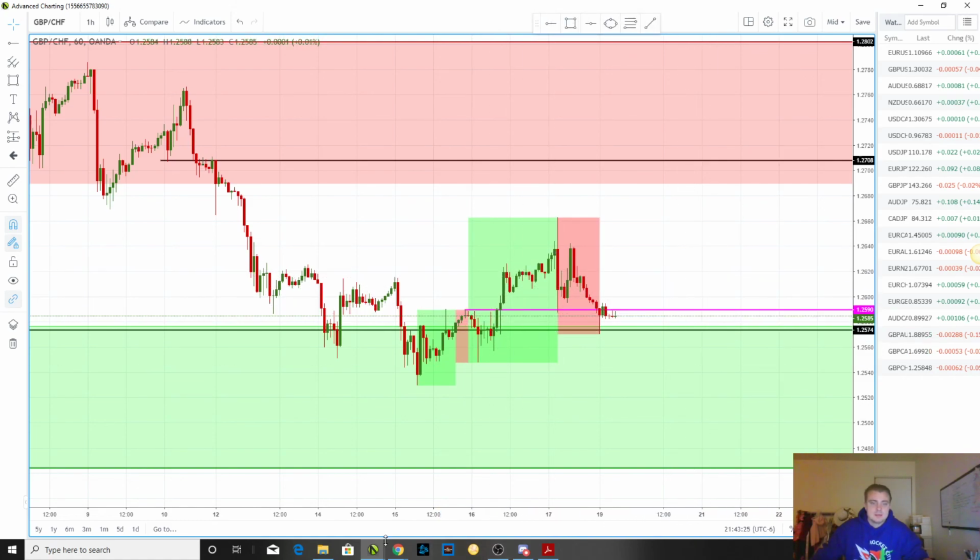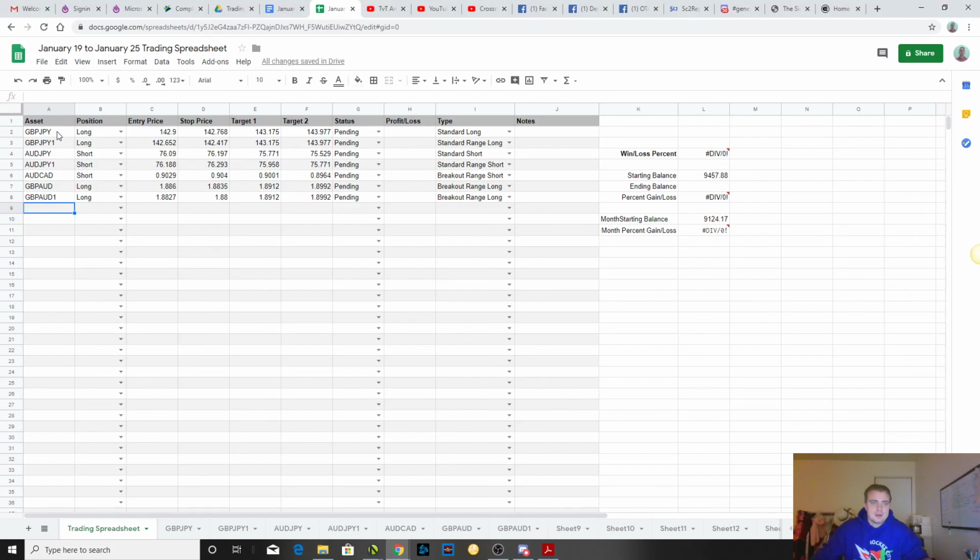Alright, so that's it. These are the trades that we got. We got 2 on the pound yen, 2 on the Aussie yen, an Aussie CAD, and then 2 pound Aussie trades here. So a couple longs, a couple shorts, a couple more longs.